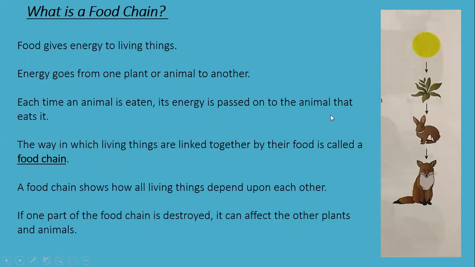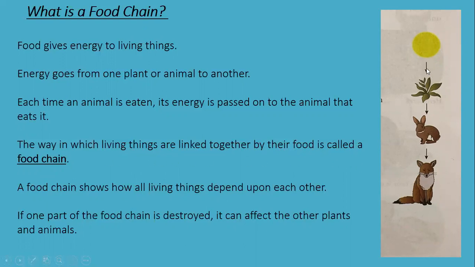We also get energy from the sun, but the food energy we get from the different animals and the plants. Each time an animal is eaten, its energy is passed on to the animal that eats it, just like this: fox eats rabbit, then the energy from the rabbit goes into the fox. The way in which living things are linked together by their food is called a food chain. Understand what is a food chain?